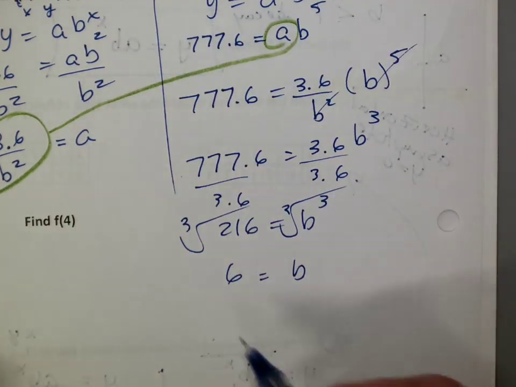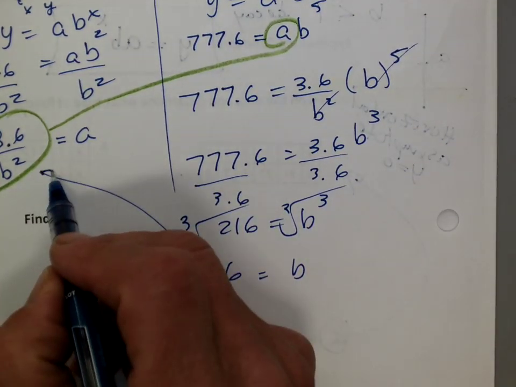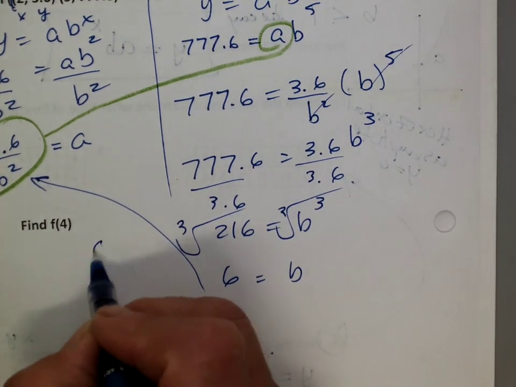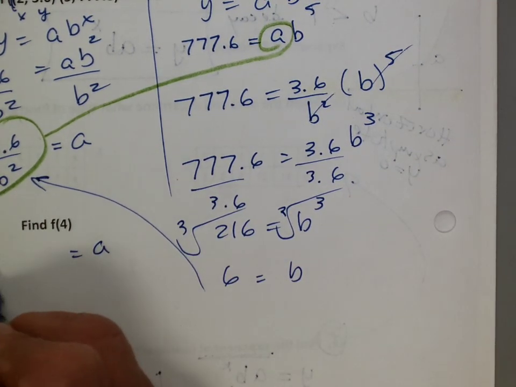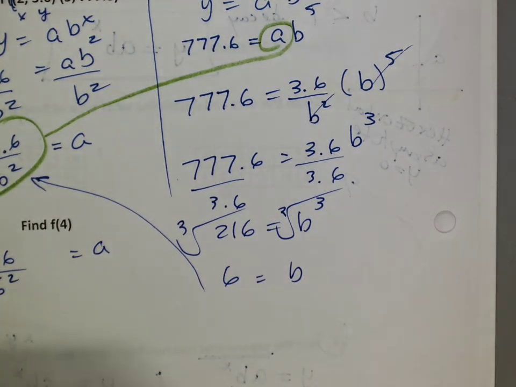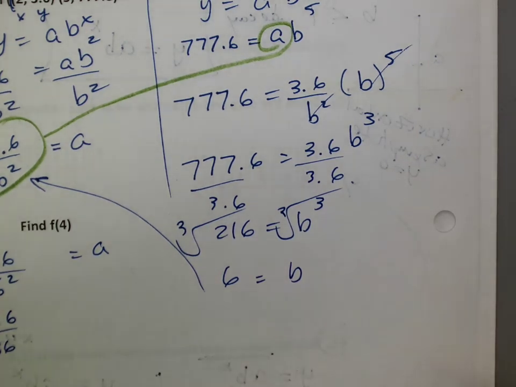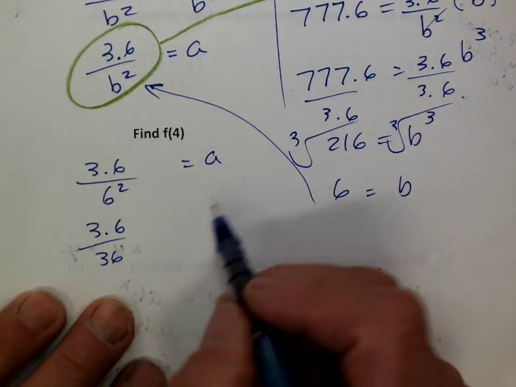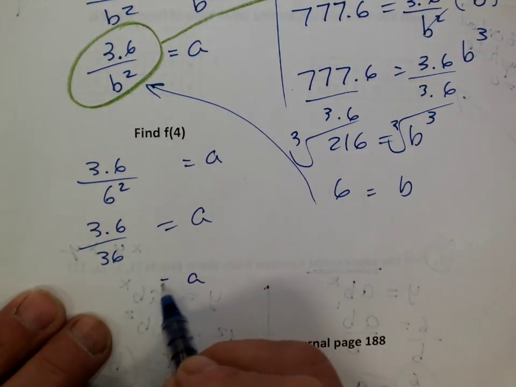So if b is 6, let's find a. Easy, right? So a is going to equal 3.6 over 6 squared, right? Which is 3.6 over 36, which I think is 1/10, isn't it? Probably. Yeah. So I think I get a is 1/10.